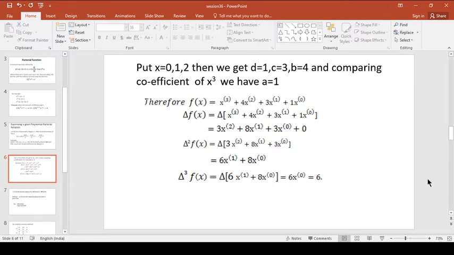So applying the first forward difference on both sides, we can write the first forward difference of f of x is equal to the forward difference of x raised to 3 plus 4 into x raised to 2 plus 3 into x raised to 1 plus 1 into x raised to 0. So differencing this, we get 3 into x raised to 2 plus 8 into x raised to 1 plus 3 into x raised to 0 plus 0. And similarly, the second forward difference we get as 6 into x raised to 1 plus 8 into x raised to 0. So the third forward difference, once again differencing this equation, we get the answer as 6.